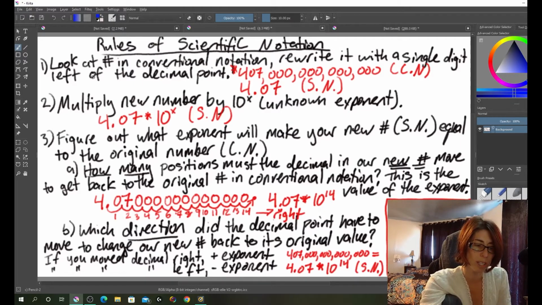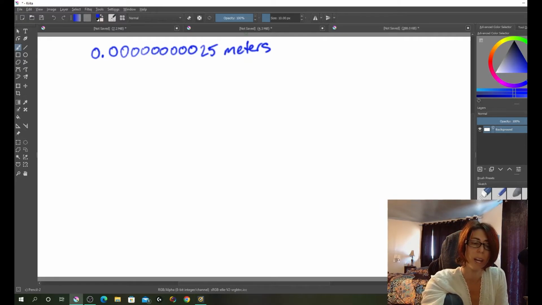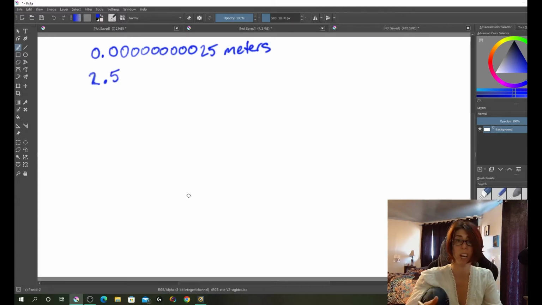Step 1, look at the number in conventional notation and rewrite it with a single digit to the left of the decimal point. This number has no digits to the left. I mean, there's zeros, right? But we're ignoring those zeros. We need to write a non-zero digit to the left of the decimal point. So we're going to write it as 2.5.